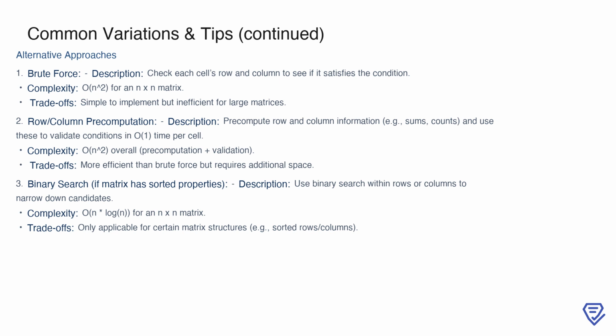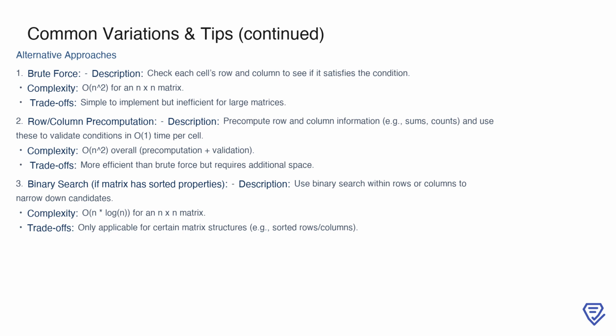While this approach is straightforward to implement, its O(n²) time complexity can be inefficient for larger matrices, making it less practical under strict performance constraints. A more optimized alternative is to use row and column pre-computation. For example, you can pre-compute information like row sums or column counts and use these to validate each cell in constant time. Although this method still has an overall complexity of O(n²) due to the pre-computation step, it avoids redundant calculations during validation and is generally more efficient than pure brute force.